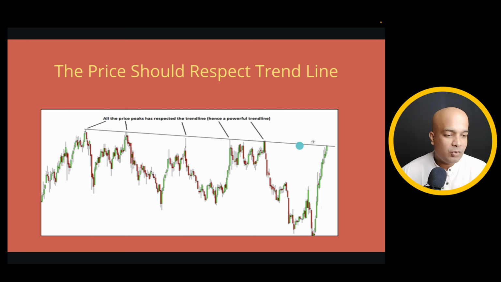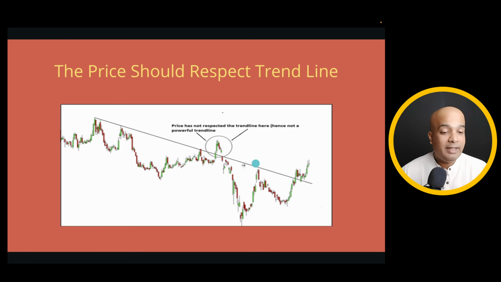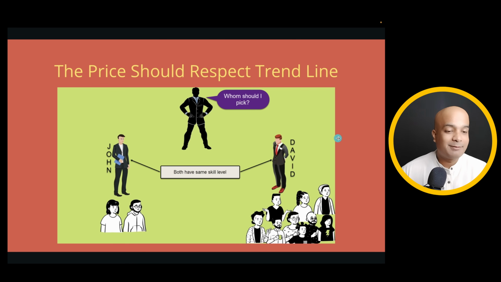See, so in this way, price should respect the trend line. Here, for example, I have also drawn a trend line, but if you look here, the price has not respected the trend line. Compared to the previous trend line, the importance, the power of this trend line is less actually. Let me explain in detail.